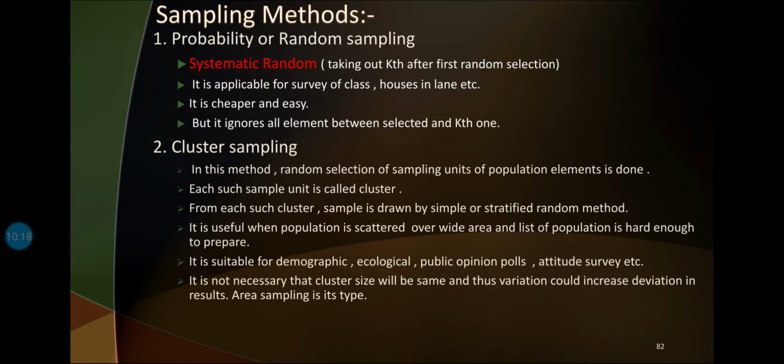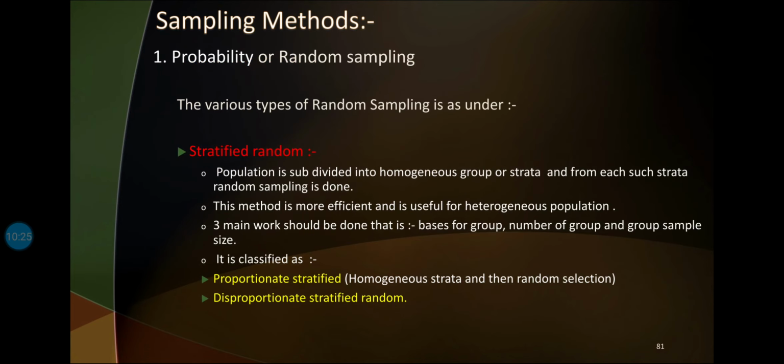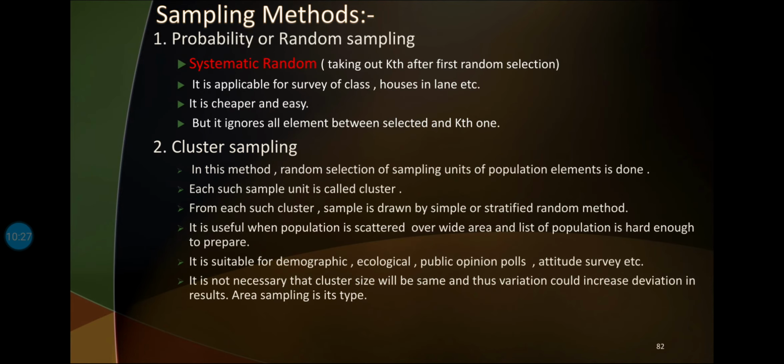Third method of the probability and random sampling methods, as we have discussed, after stratified random, is systematic random. What we do in this is, again, take a small example of a class only.